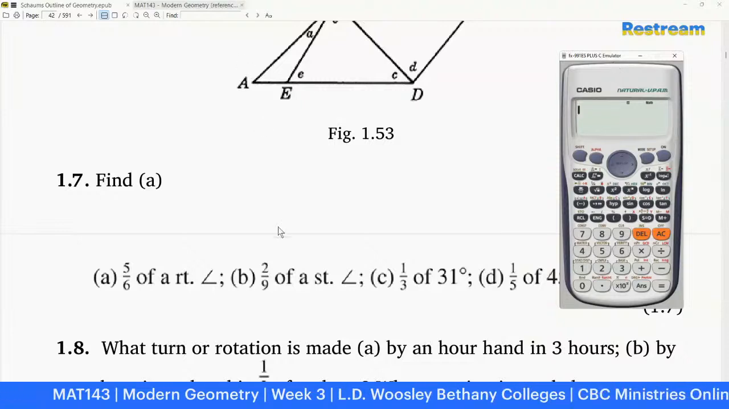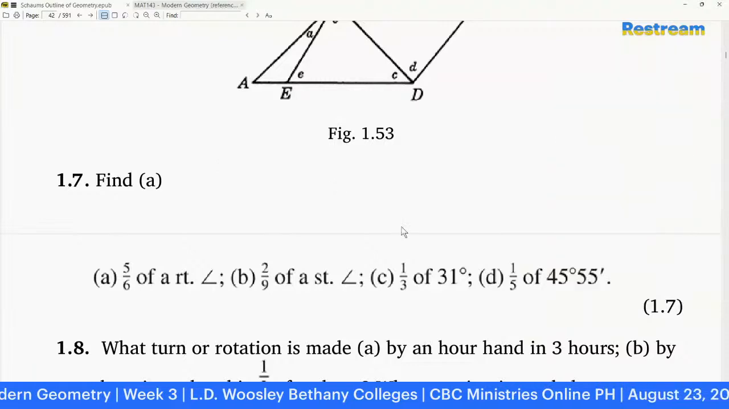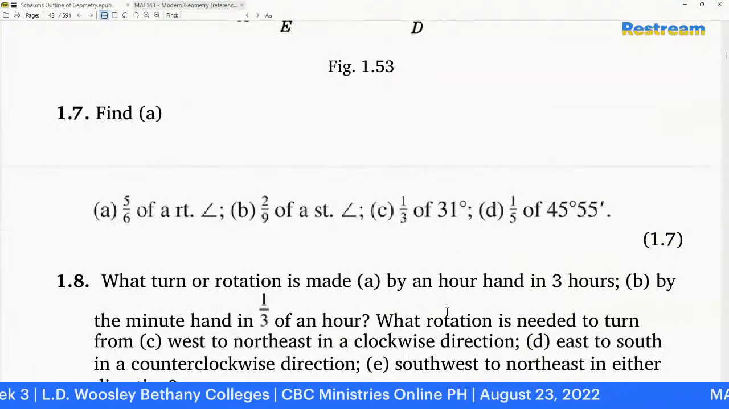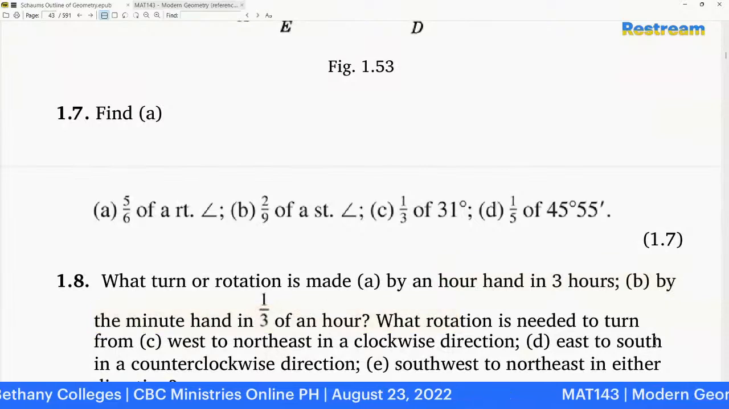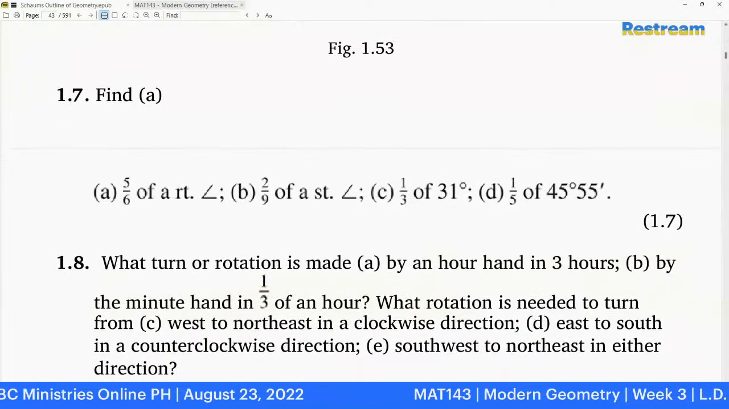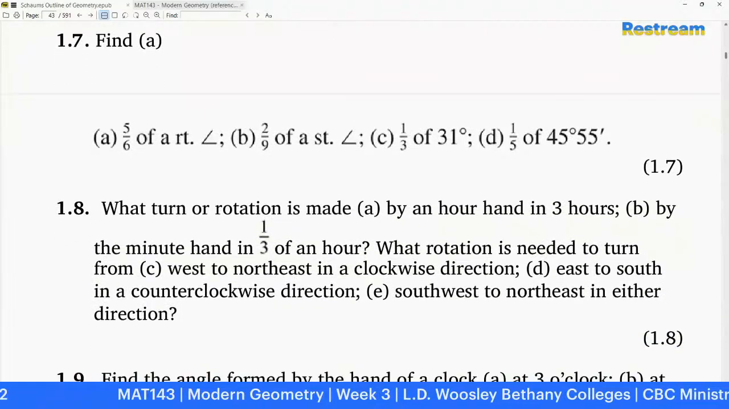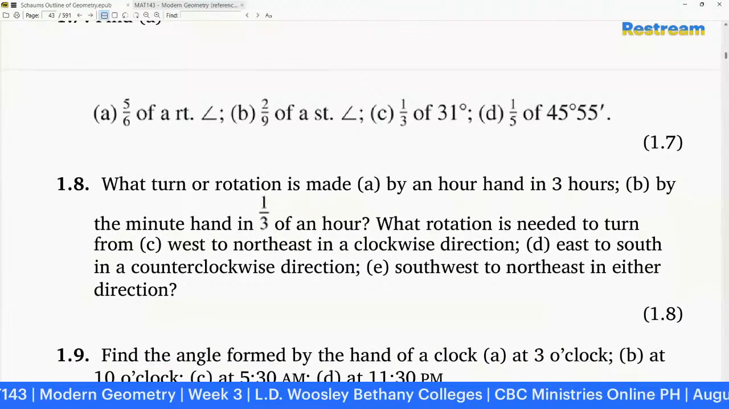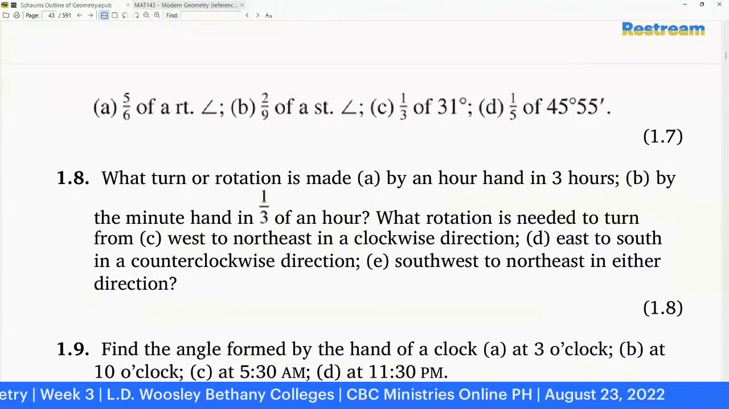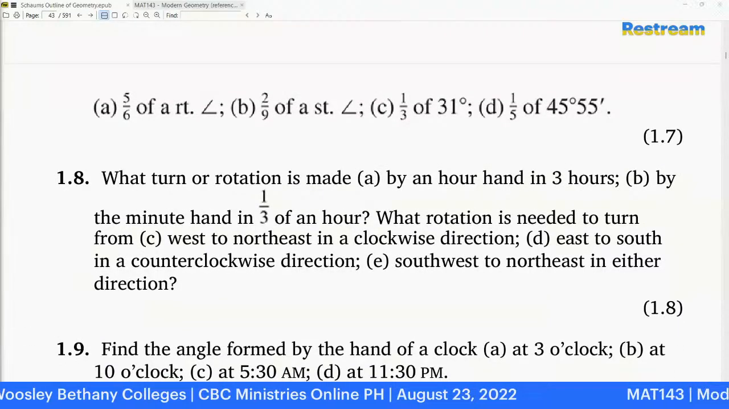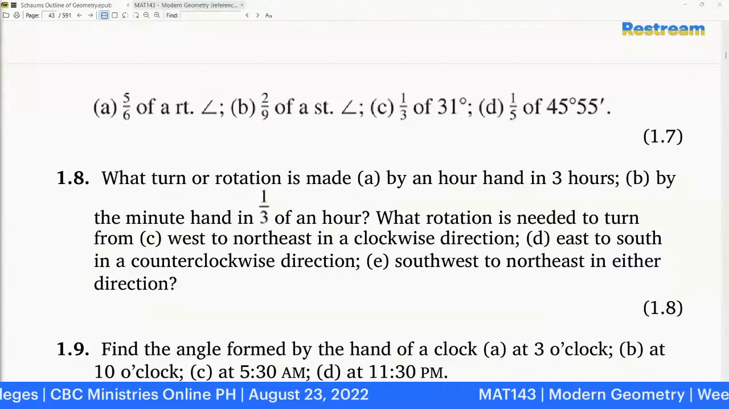Alright. So sige, let's skip on 1.7. Ito tayo. Di tayo mag-focus sa rotation ng mga clock nyo. Kung ano yung content kasi nung solve problem, yun din yung sinusupplement. Alright. Wala na naman yung screen ko dito.